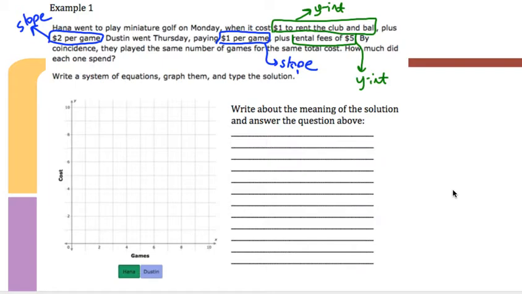By coincidence, they played the same number of games for the same total cost. How much did each one spend? Now it says to write a system of equations, graph them, and type the solution. This is from IXL, but it's just an example. So I'm going to write Hannah's, and I'm going to write Dustin's. Right? So if I look at Hannah's information, I figured out the slope is going to be 2, and the y-intercept is going to be $1.